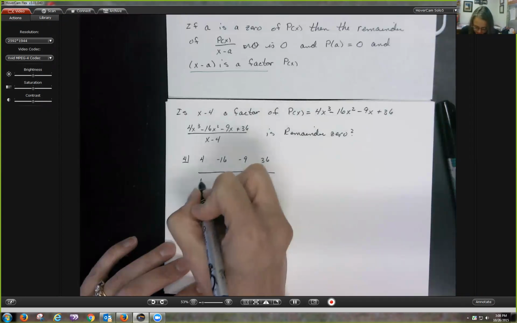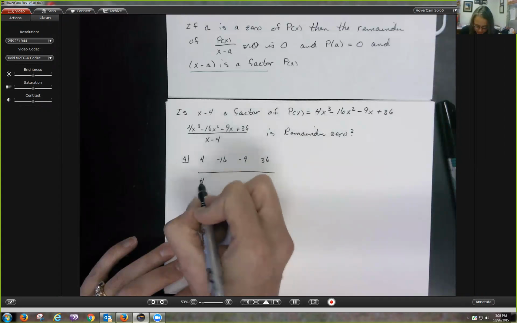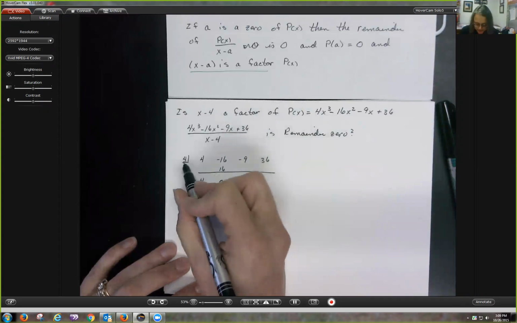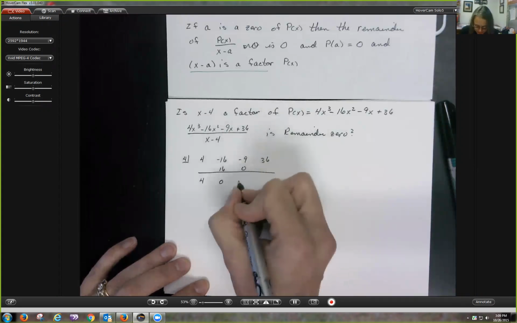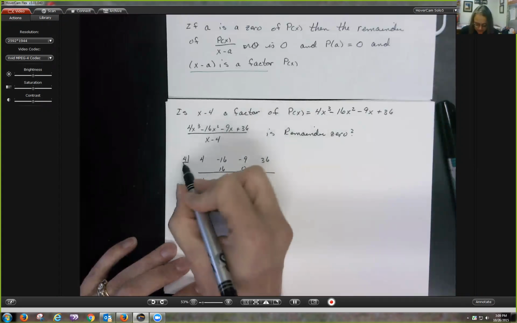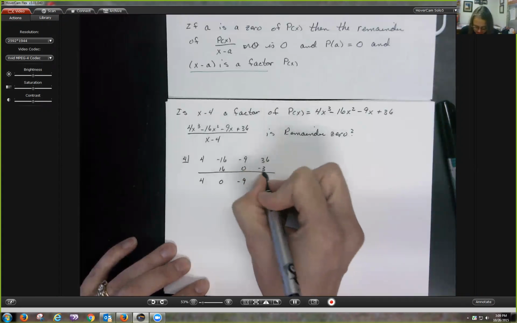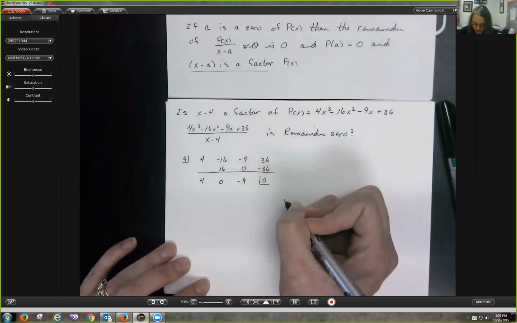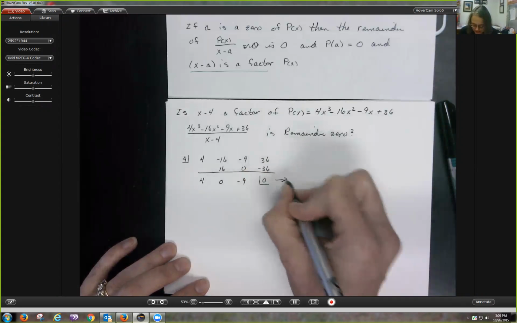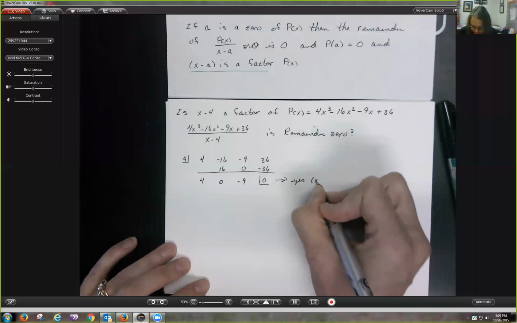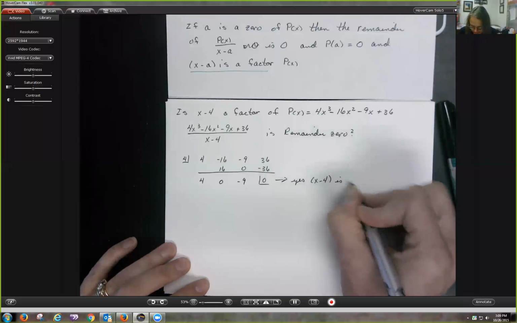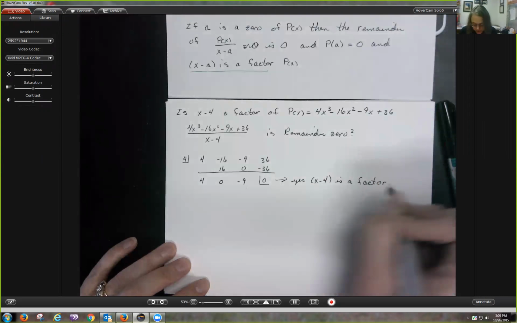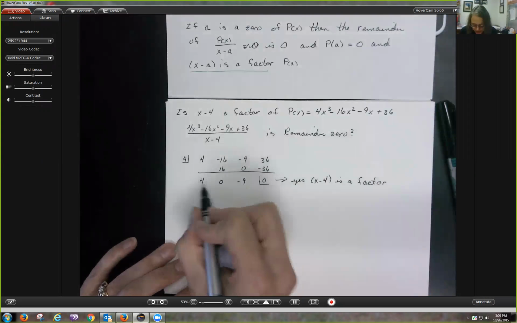Drop down my first coefficient, multiply 4 times 4, and I get 16. And add, I get 0. Multiply 4 times 0, and I get 0. Add those two together. 4 times negative 9 is negative 36. And my remainder is 0. So the answer is yes. x minus 4 is a factor.